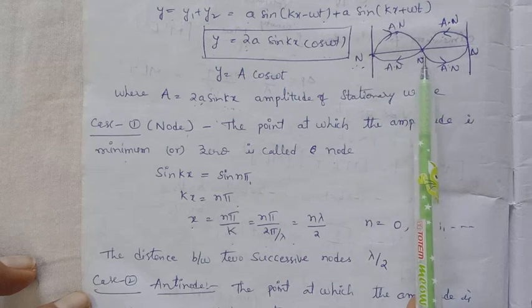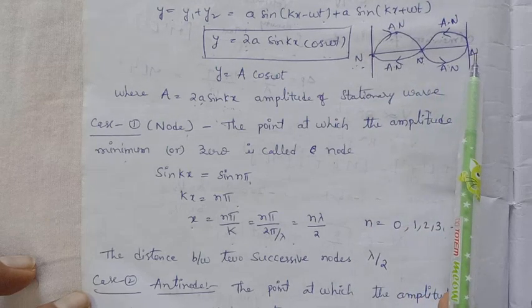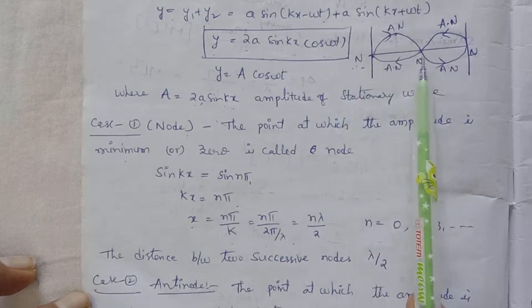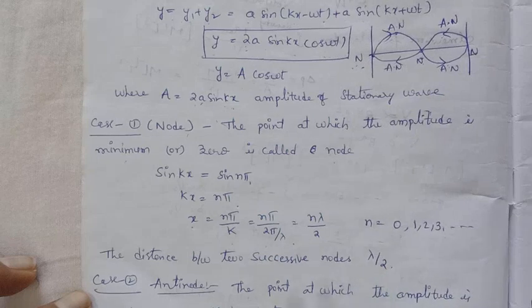At this point we take lambda by 2, at this point 2 lambda by 2, at this point 3 lambda by 2. Then the successive distance between two nodes is lambda by 2. The distance between two successive nodes is equal to lambda by 2.